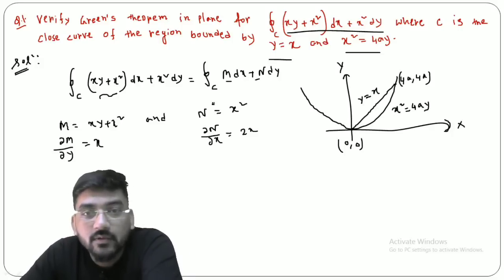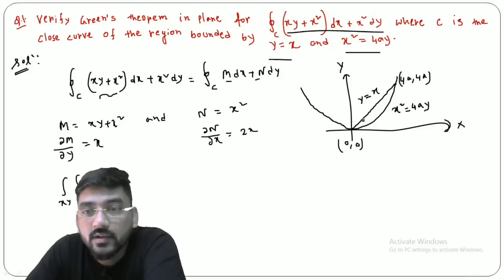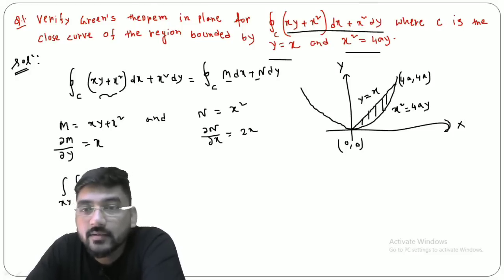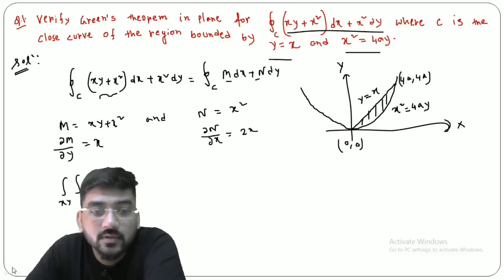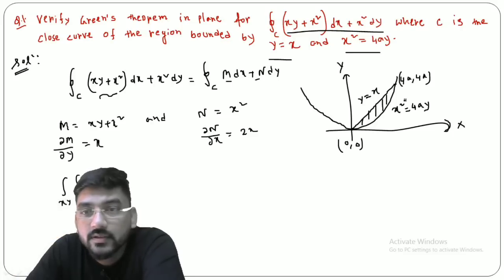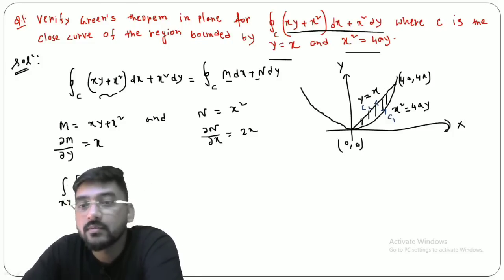Okay, so now if you put that, we have a region on the xy plane, and this region is actually bounded by these two curves, and we have to take the direction in this way also. So we have to take the direction along this. So this will be the direction of C. Let me take this as C1 and this as C2, and C1 and C2 together will form the complete curve.